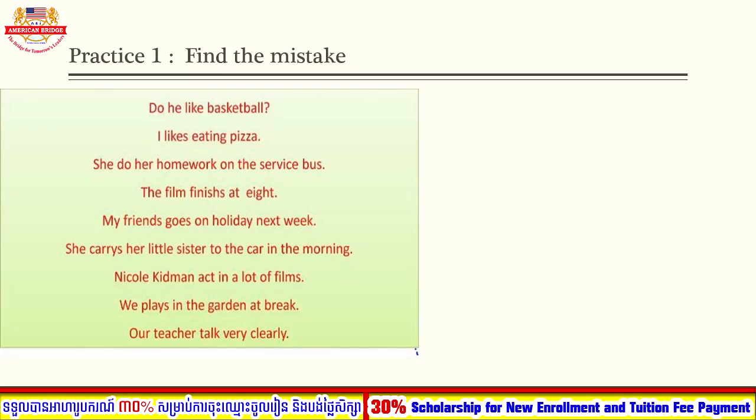Okay, so the first one is, do he like basketball? As you know already, this sentence is a question sentence of present simple. In present simple, a question sentence needs to use do or does, and after that is the subject. But this sentence uses a third person singular subject, which you see in here is he, right? So the mistake is do. So we need to circle that one, and we need to change it to does, right? So, does he like basketball? This one is the correct sentence, right? Okay, so now let's move to the next one.